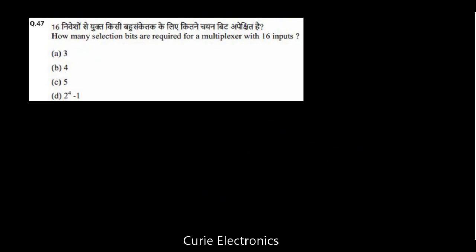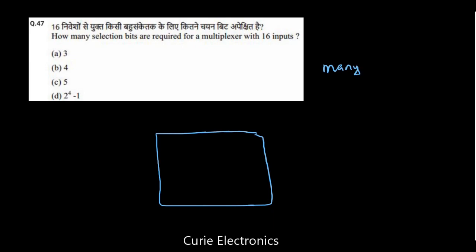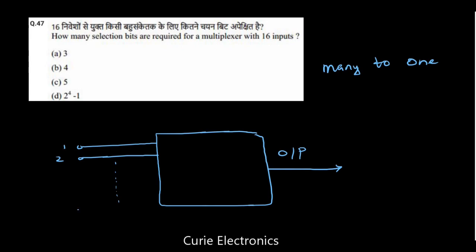Question number 47. How many selection bits are required for a multiplexer with 16 inputs? So multiplexer means what? Many to one. That is what the multiplexer is. That means one output will be there. We are having 16 inputs. First input, second input, like that we have up to 16 inputs. So this is a 16:1 mux.